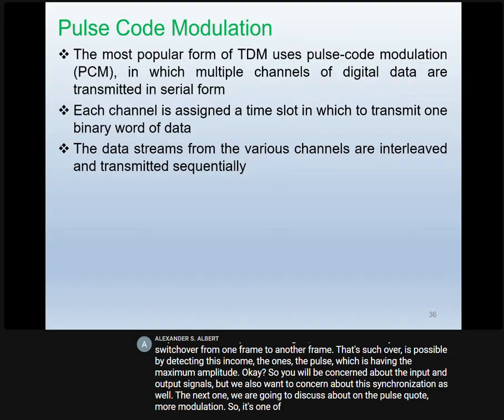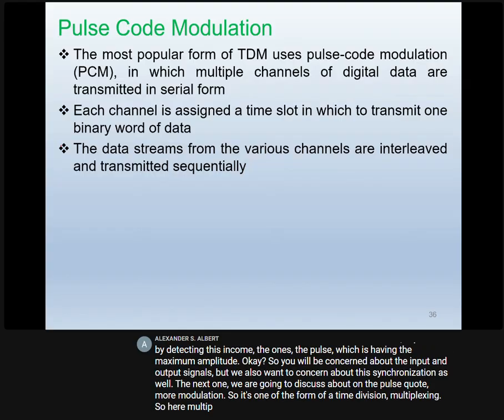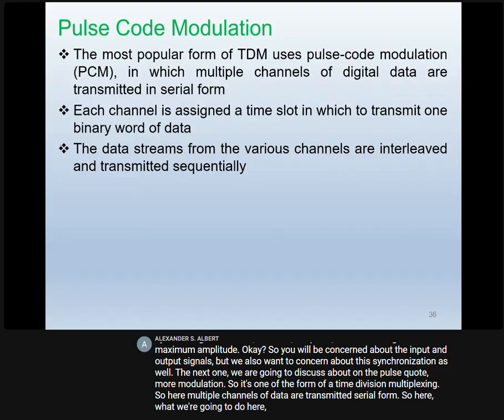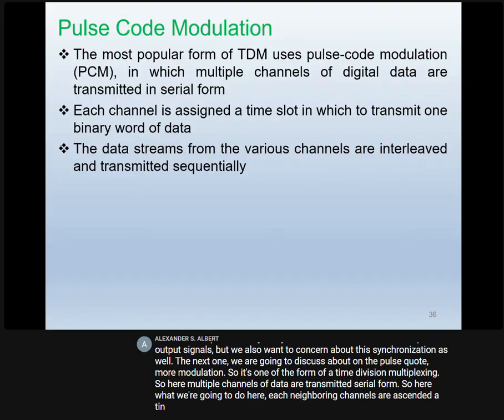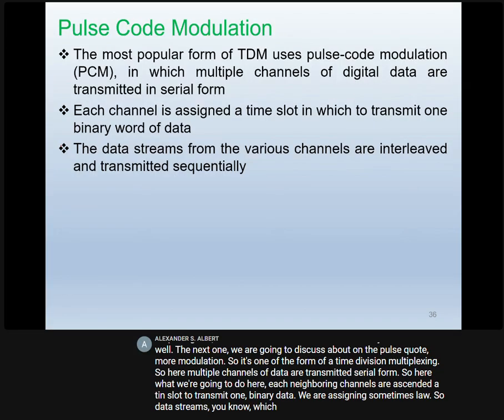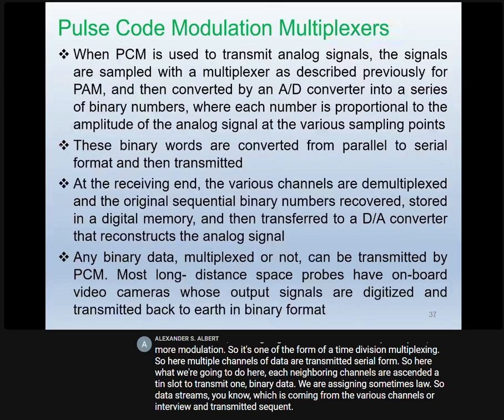The next topic we are going to discuss is pulse code modulation. It is one form of time division multiplexing. Here, multiple channels of data are transmitted in serial form. Each and every channel is assigned a time slot to transmit one binary data. The data streams coming from the various channels are interleaved and transmitted sequentially.